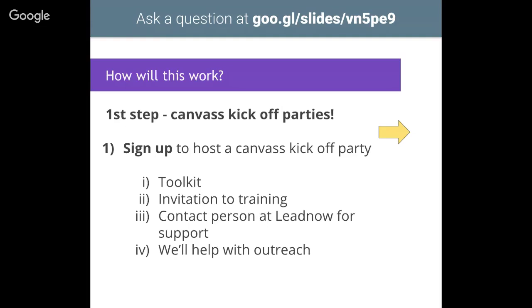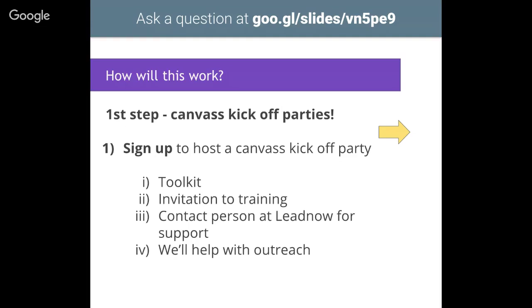You'll also receive an invitation to a training that we'll be hosting next week for hosts. And you'll also have a contact person, so a person at Leadnow who will be your contact person for the duration of the next 2 months until May, who will support you with this canvas and with our plans to move this campaign forward. And will also help you with outreach. So to get people to come to your canvas, it'll be posted on our site so others can join.